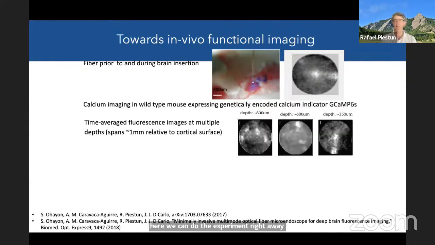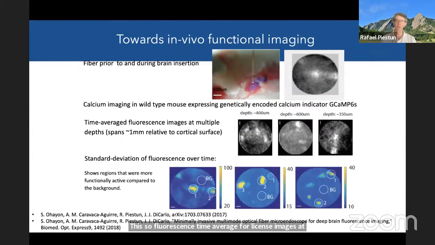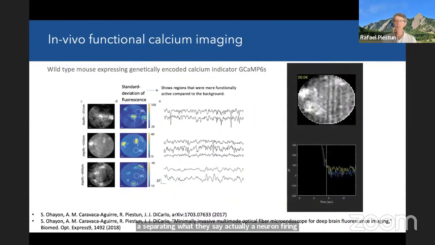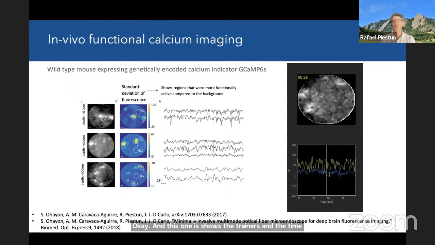This shows time-average fluorescence images at multiple depths. And this shows different activity of different neurons, separating what is actually a neuron firing from what is background. Okay. And this one shows the traces and the time trace on the movie. We see a time trace from a neuron and from the background. So this experiment was exciting because it was actually the first in vivo experiment after 50 years of different developments.